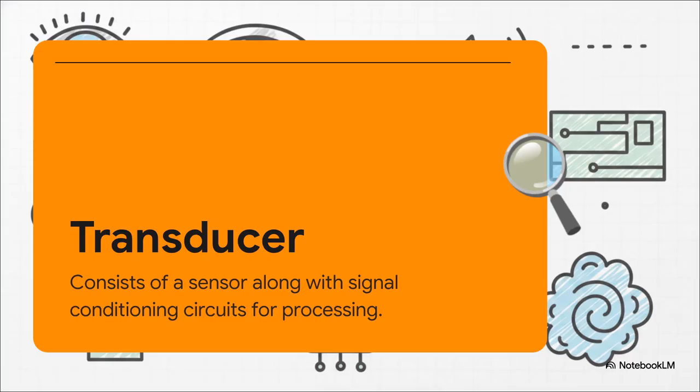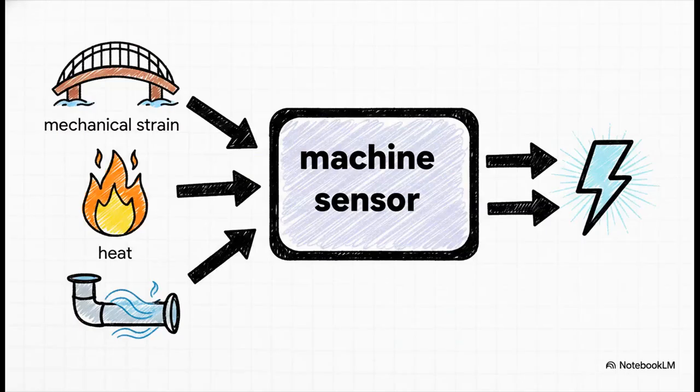So in professional instrumentation, a transducer is actually a lot more than just a basic sensor. It consists of the sensing element itself, plus the necessary signal conditioning circuits. Take a classic thermocouple measuring temperature, for instance. The raw signal it puts out is incredibly weak. The transducer packages that sensor with circuits to amplify and condition the signal, so it's actually strong enough for processing down the line. Ultimately, these devices act as machine senses.